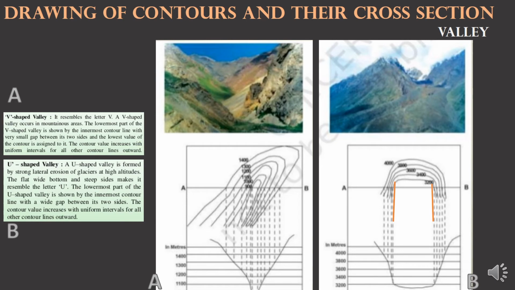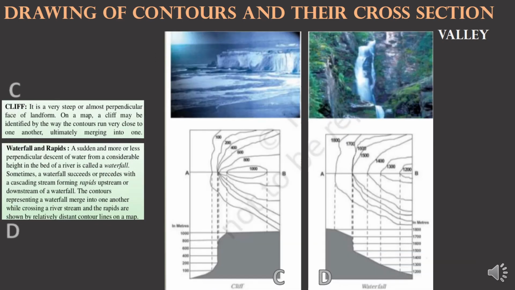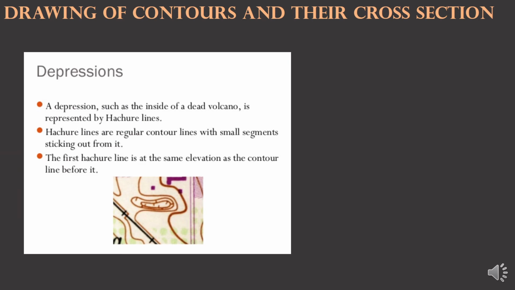Another valley is the U-shaped valley. You can see that the lines are apart from each other, not as in the first example. Cliffs and waterfalls are other examples of depressions, and I will show you later on how to read the flow of the water without having the facade, only through the map. Sometimes, as for depressions, we can find that the hair lines are regular contour lines with small segments sticking out of them.